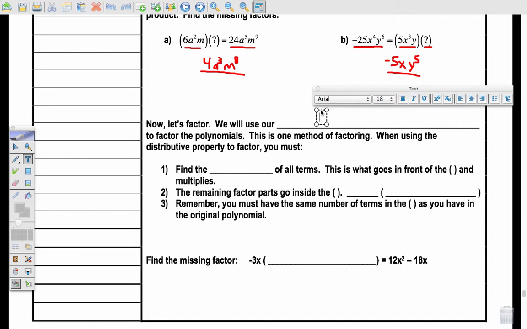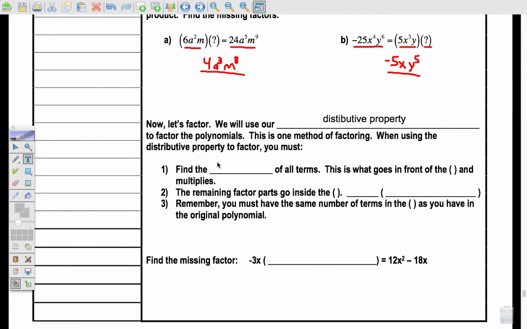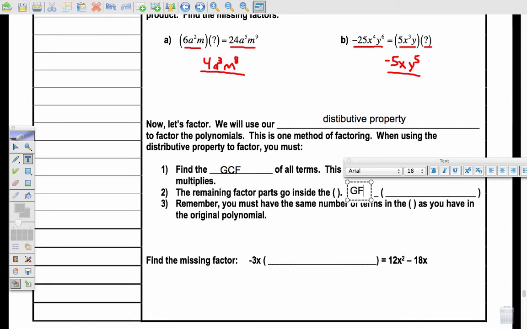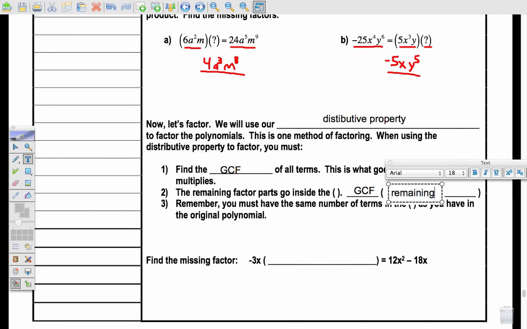Okay. Right here, we're going to use our distributive property, which we've done before. We're going to find the greatest common factor of all the terms. And when we do this, your greatest common factor is going to go on the outside, and what goes on the inside is the remaining factor parts. I'll show you what that means.